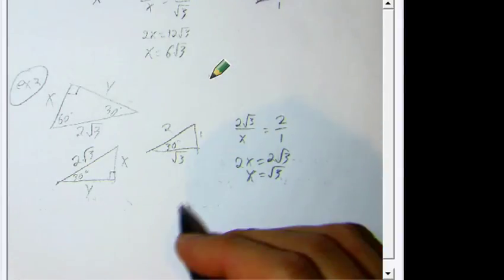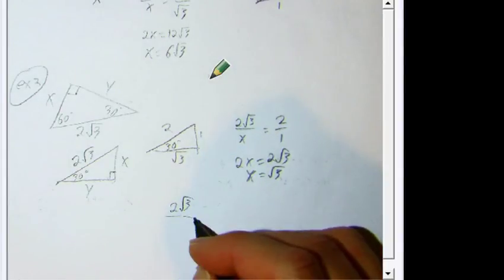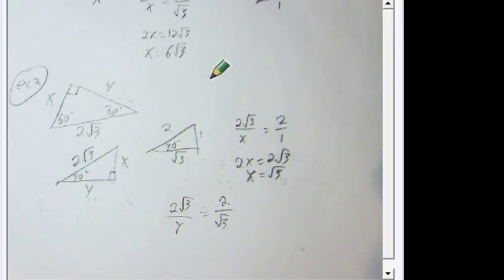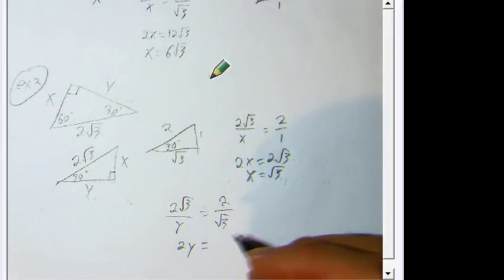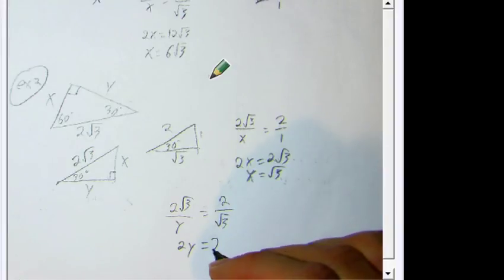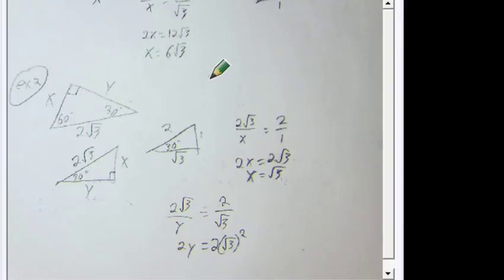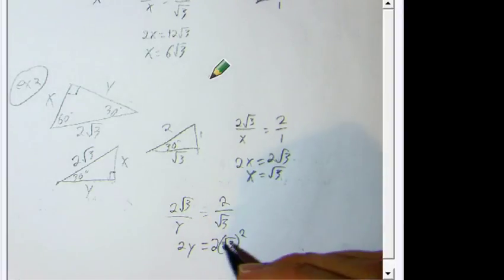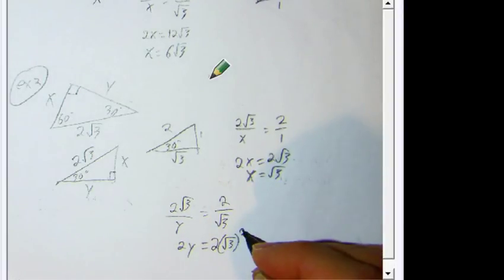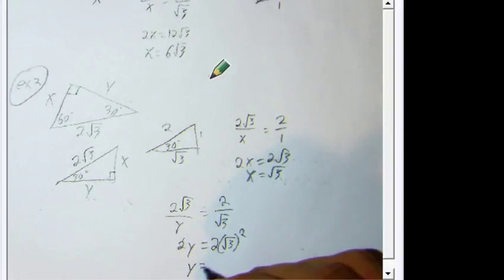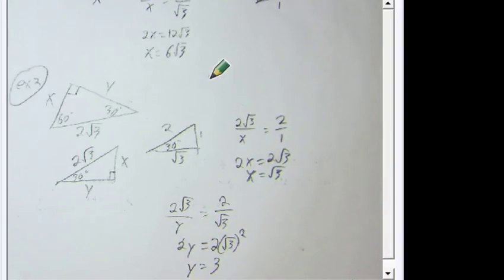Then for y, we'll do the same thing. 2 square root of 3 over y equals 2 over square root of 3. 2y equals 2 square root of 3 squared. Square root of 3 squared is just 3. And then when I divide by this 2, I'll end up with y equals 3.